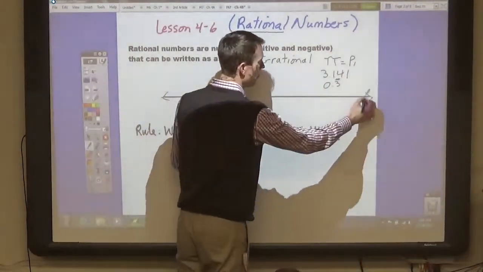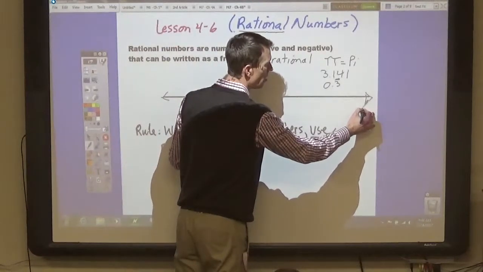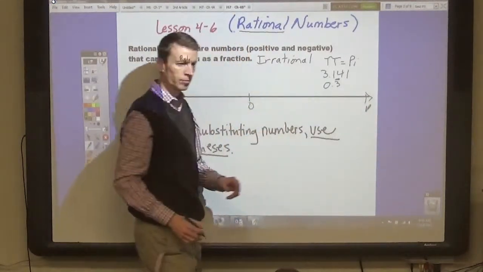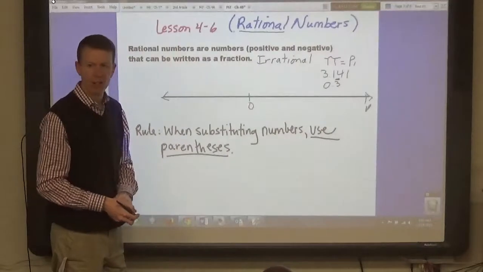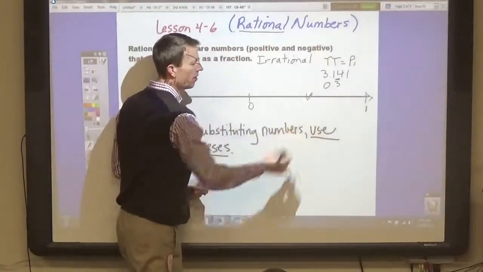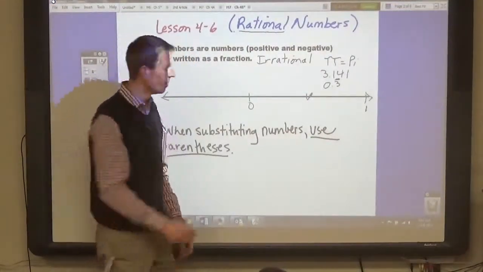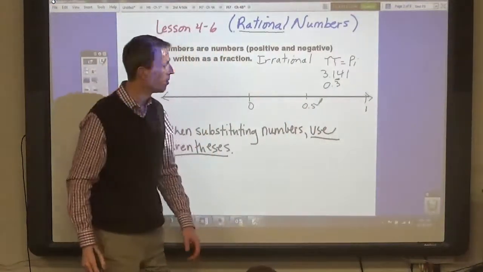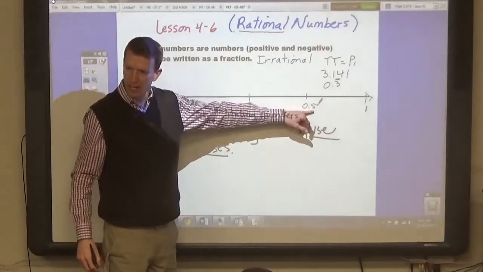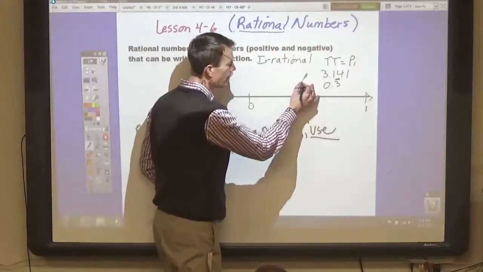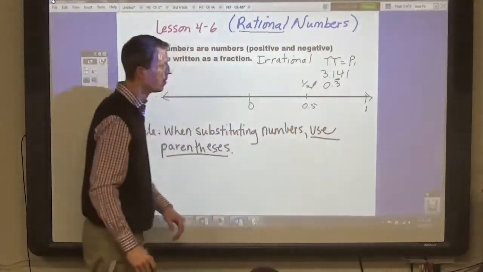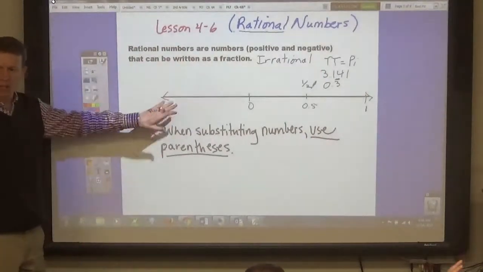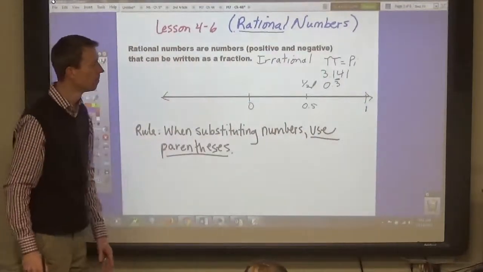Let's say we're talking about numbers between 0 and 1. Okay? What is halfway between 0 and 1? 0.5. What is that as a fraction? Since we're talking about rational numbers, we can write that as a fraction, right? 1/2. Okay? Put that in your notes. Put all these in your notes, please.